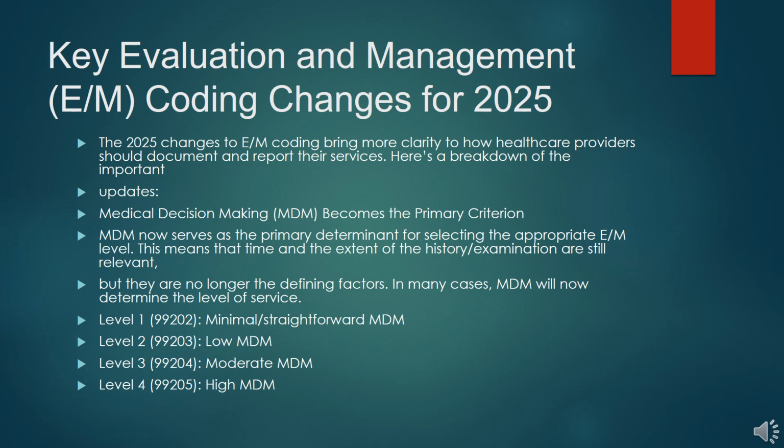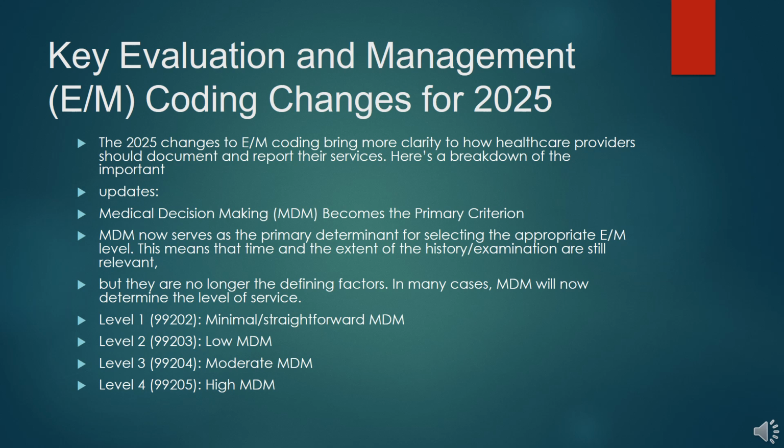Key Evaluation and Management EM coding changes for 2025. The 2025 changes to EM coding bring more clarity to how healthcare providers should document and report their services. Here is a breakdown of the important updates. Medical decision making (MDM) becomes the primary criterion. MDM now serves as the primary determinant for selecting the appropriate EM level. This means that time and the extent of the history and examination are still relevant, but they are no longer the defining factors. In many cases, MDM will now determine the level of service.